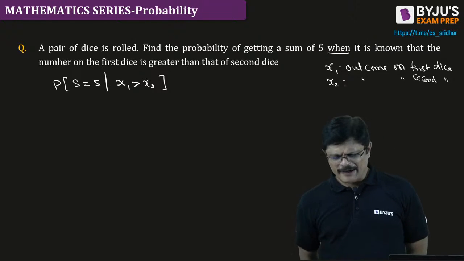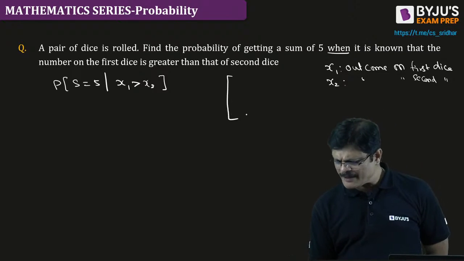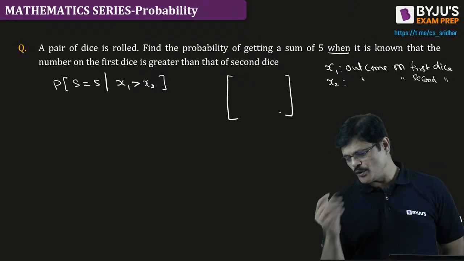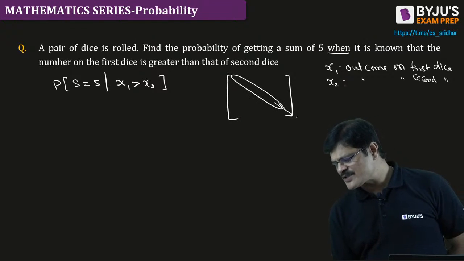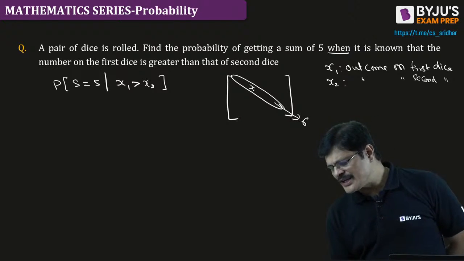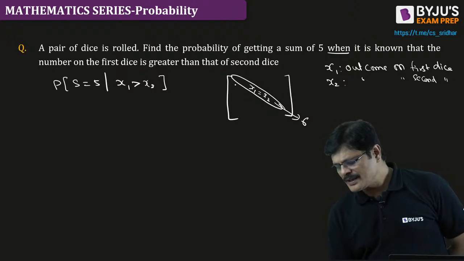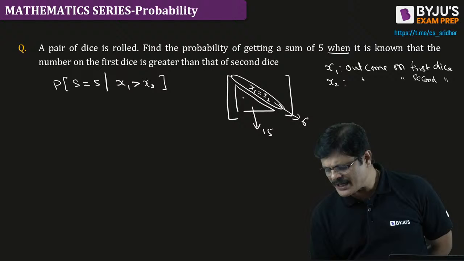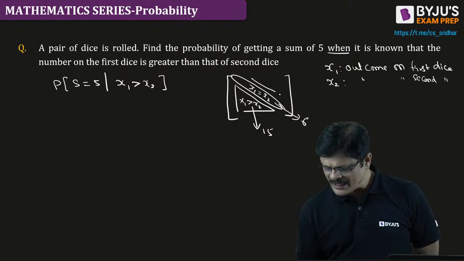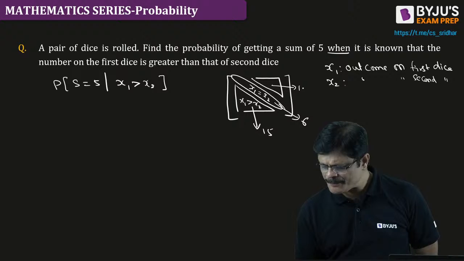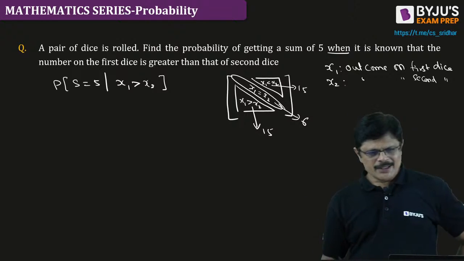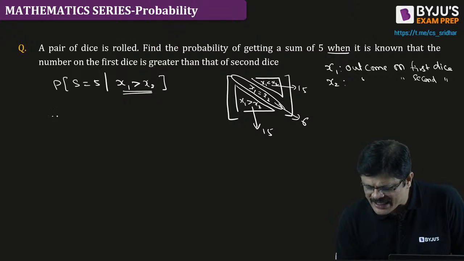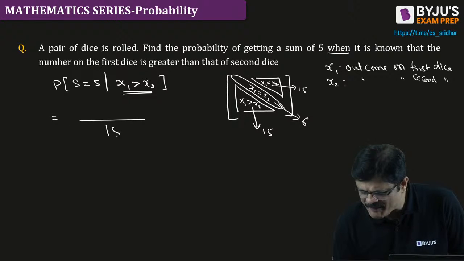So you can do it in different ways. I gave yesterday one beautiful technique for you to remember. Whenever 2 dice are rolled, there are 6 cases where x1 equals x2. And there are 15 cases where x1 is greater than x2. And there are 15 cases where x1 is less than x2. So here when he says x1 greater than x2, how many cases happened? 15 cases happened.